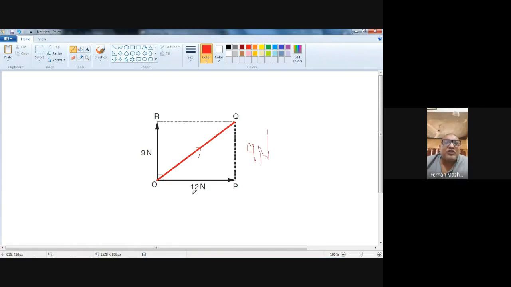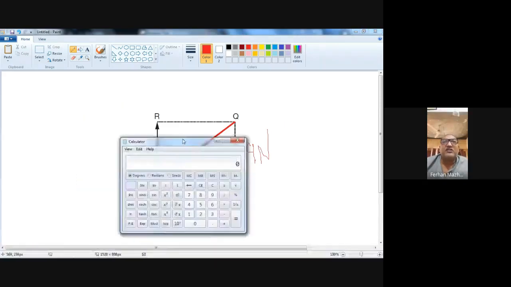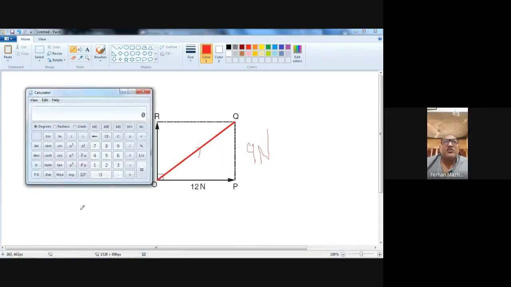So apply the Pythagoras theorem. In the Pythagoras theorem, hypotenuse square is equal to perpendicular square plus base square. Let me take out my calculator so I can do this calculation. So 9 square plus 12 square. It will be 81 plus 144, and that is 225. And then I will take the square root of this.